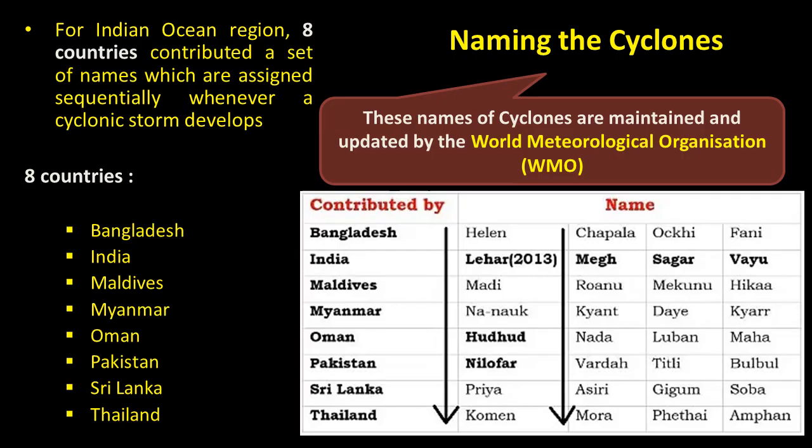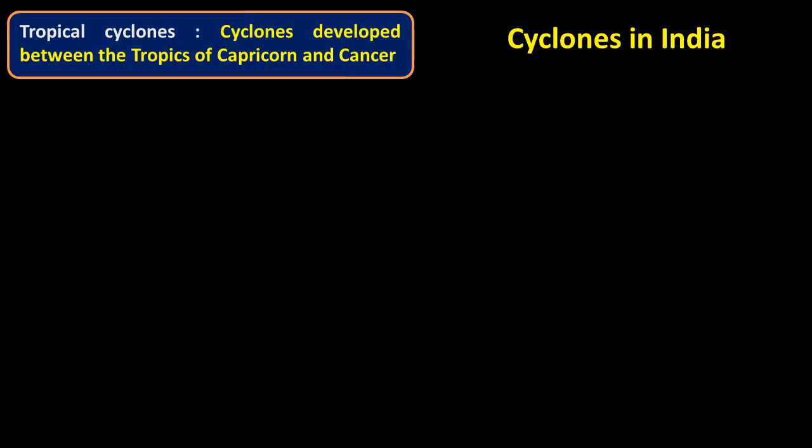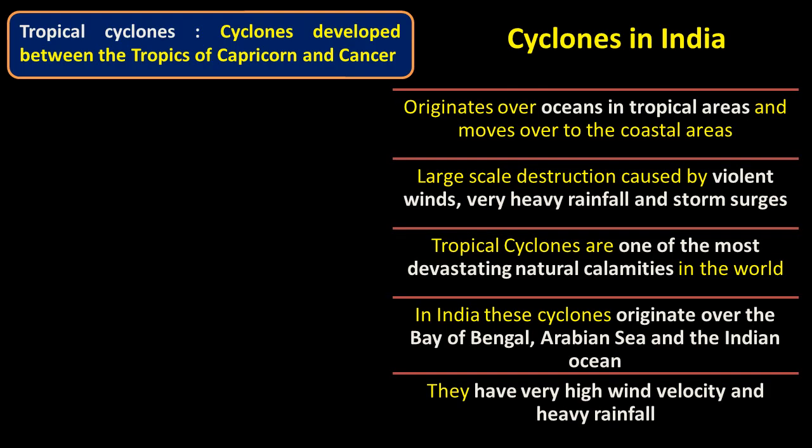Cyclones in India. Tropical cyclones develop in the region between the tropics of Capricorn and Cancer. These are violent storms that originate over oceans in tropical areas and move over to the coastal areas, bringing about large-scale destruction caused by violent winds, very heavy rainfall, and storm surges. Tropical cyclones are one of the most devastating natural calamities in the world.